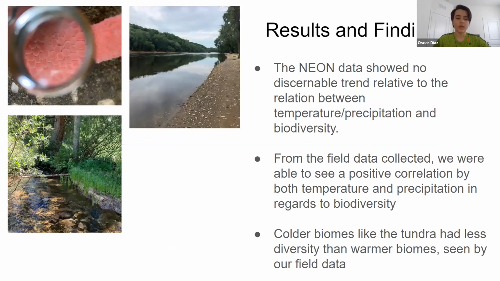So the results that we were able to draw from both our field data as well as the data that we collected through the NEON database is, number one, that the NEON data did not show any discernible trend relative to temperature and precipitation, neither positive or negative compared to biodiversity. Our field data, nevertheless, showed a positive correlation by both temperature and precipitation with regards to biodiversity. And third, we were also able to see that colder biomes tend to have less biodiversity than hotter biomes, which correlates to the data we collected. Next.